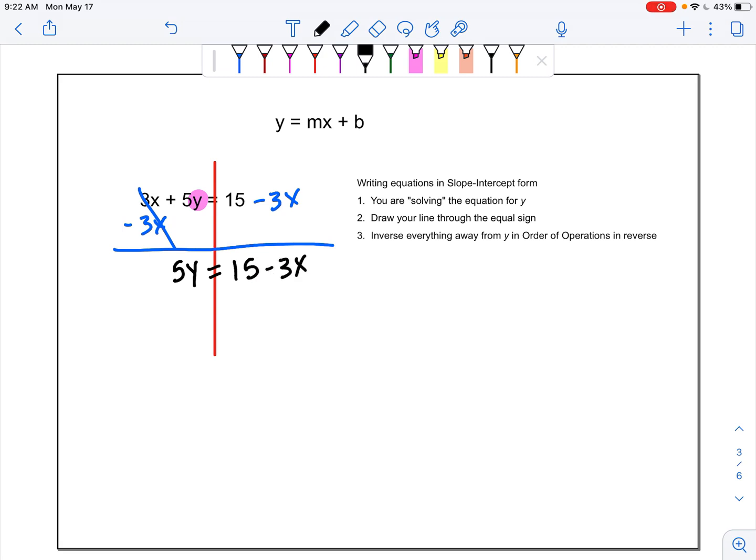And now I have a 5 in front of my y, and my y needs to be all by itself. So I have to divide that 5 away. And when I do that, I have to divide it by everything on the other side. Not just one thing, but everything. So the way it ends up looking is I have y equals, well, 15 divided by 3 is 5. And then I'm going to keep this as a negative 3/5 x, because remember, we always keep slope in fraction form. Well, now it's just opposite because my mx needs to come first.